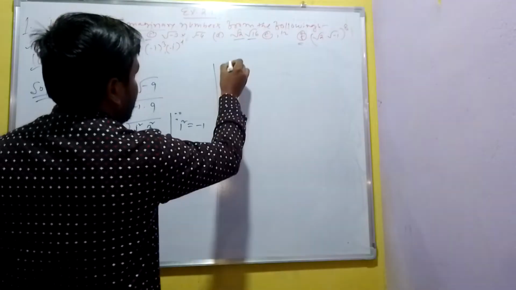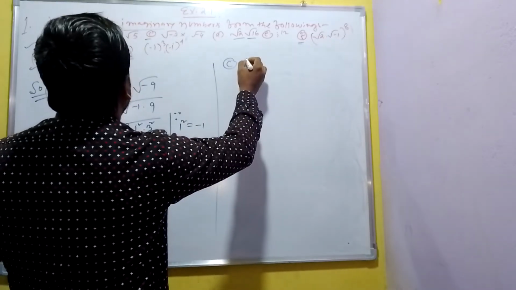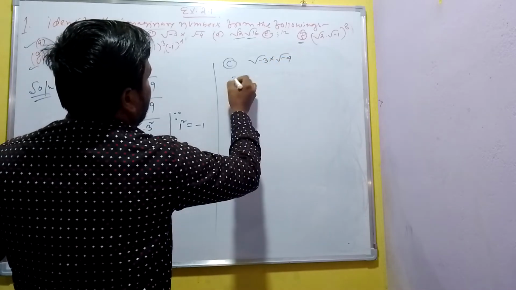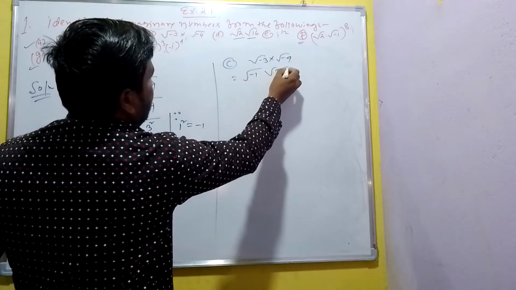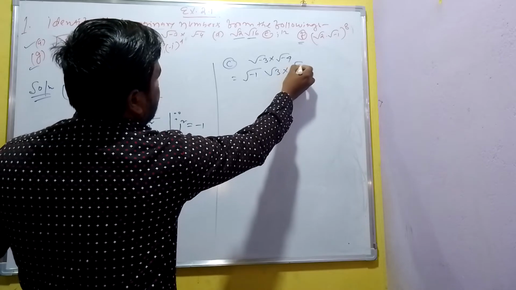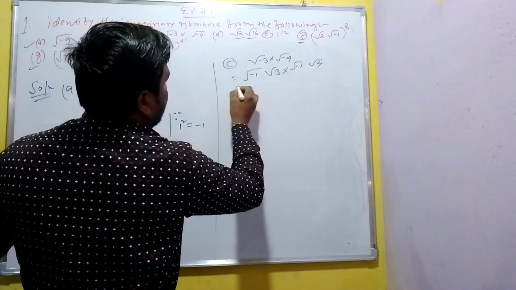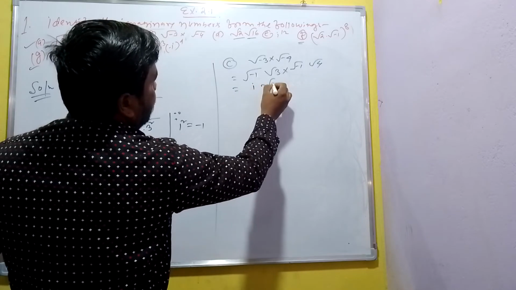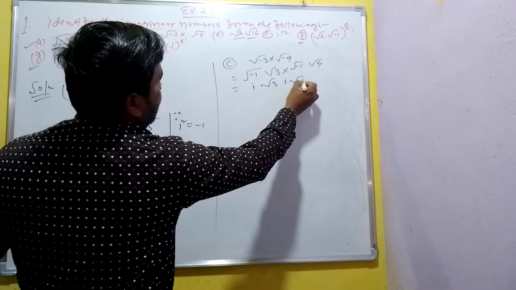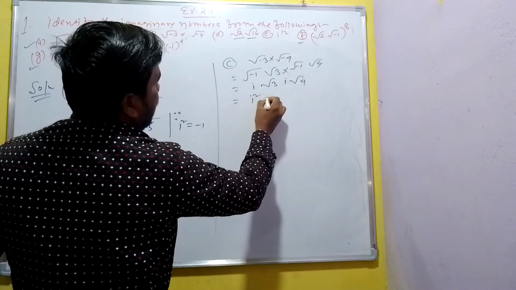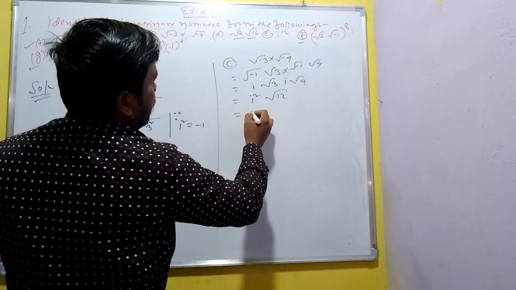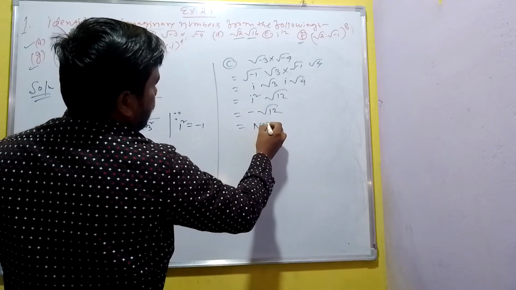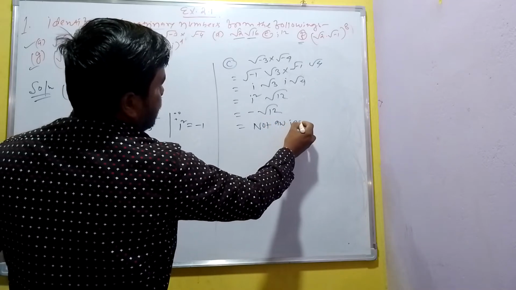Now number C, under root minus 3 into under root minus 4. You can write under root minus 1 under root 3 under root minus 1 under root 4. Okay, so you can see i root 3 into i root 4, so i square root 12. So i square means minus root 12, which equals not an imaginary.